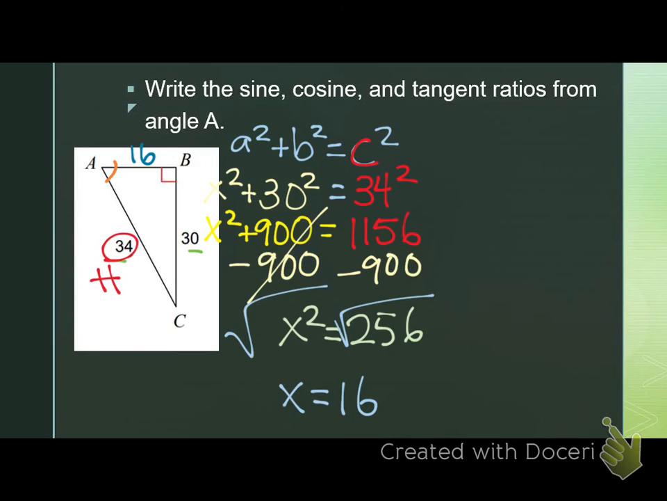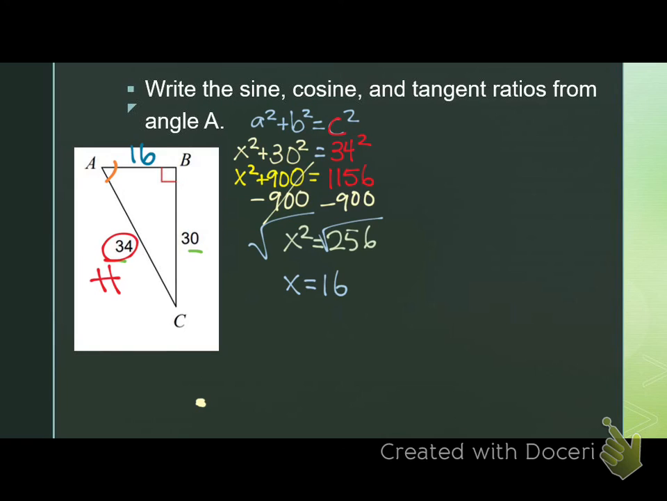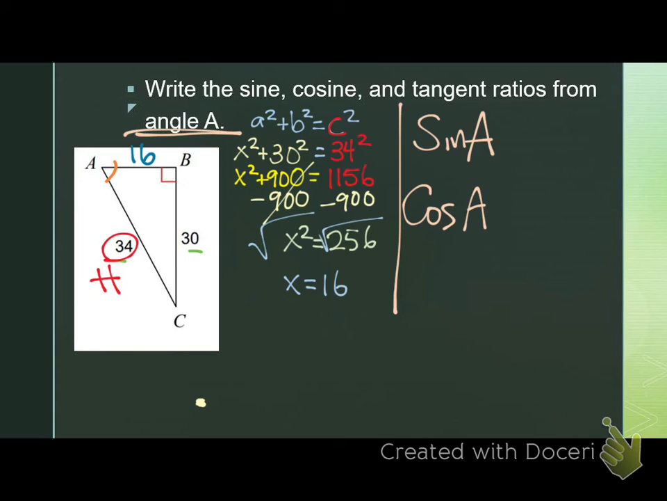So we are going to solve for a lot. We're going to solve for sine, cosine, and tangent. We're going to write them at least. So sine, from what angle are we doing this one? A. I'm tripping. How do I know it's angle A? Because it says so in the directions. Sine from A, cosine from A, and tangent from A. Get it?